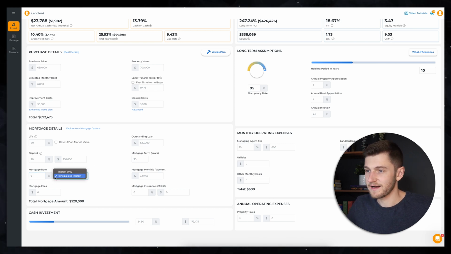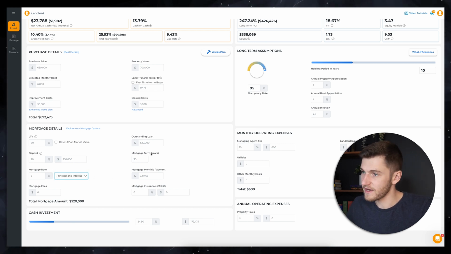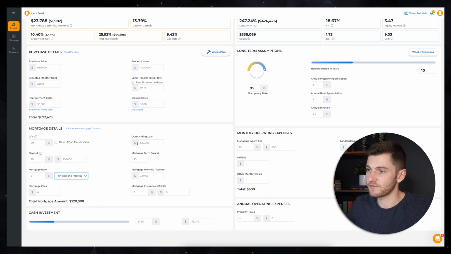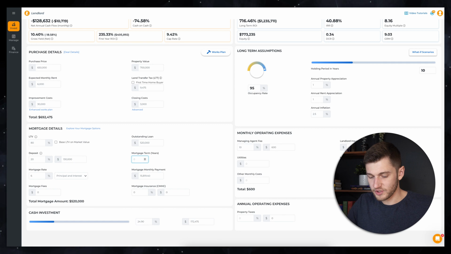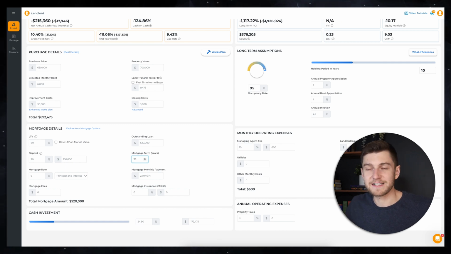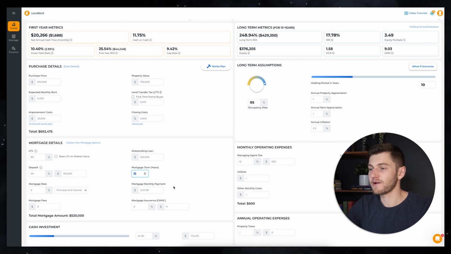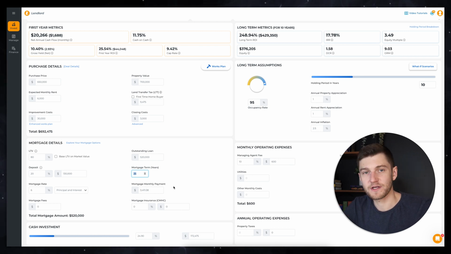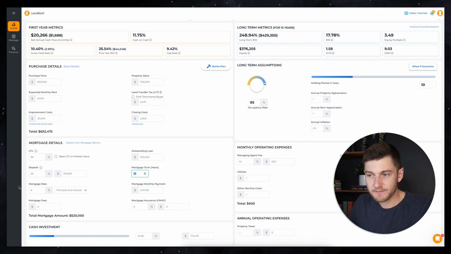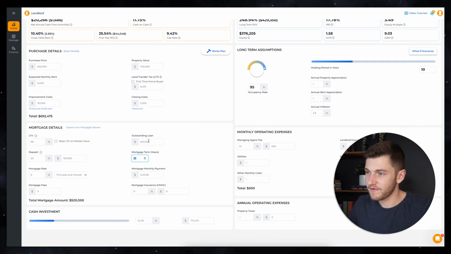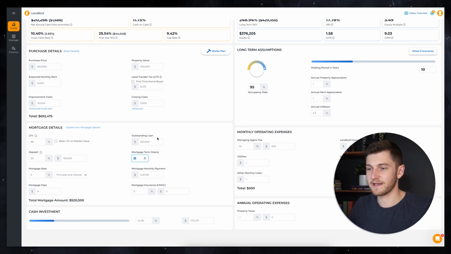We can also add an interest-only loan or principal and interest. We'll leave it at that for now. Outstanding loan, $520,000. That is correct based on the down payment. And the mortgage term years, we'll put 25 as a standard amortization period. Gives us a $3,411 monthly mortgage payment at the 6% rate and the 20% down payment on a $520,000 outstanding loan.